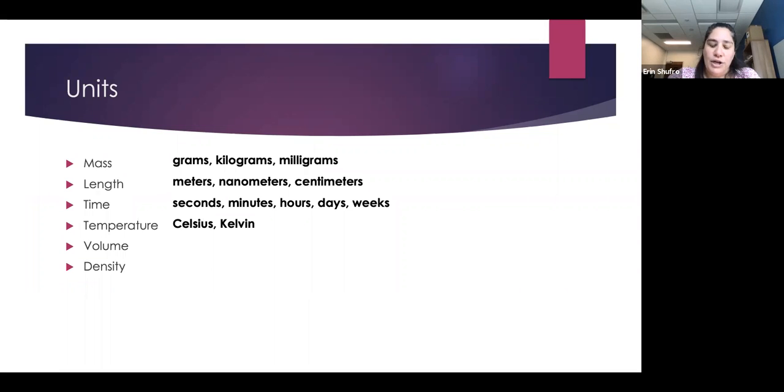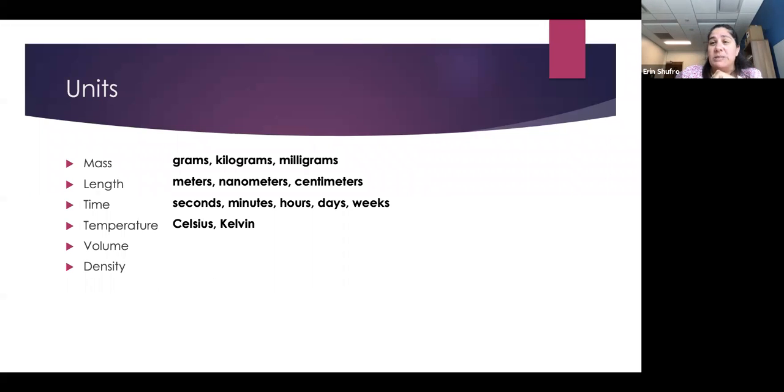So even though your brain may not quite be able to make a connection between what a temperature is in Celsius and what the equivalent is in Fahrenheit, or even worse, Kelvin, I still need you to recognize when you see it, oh yeah, Celsius, that's a temperature. Kelvin, that's a temperature. Okay.